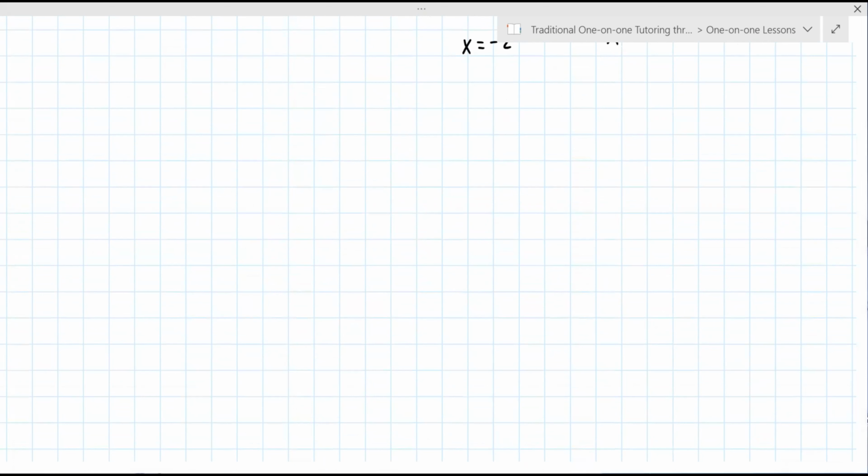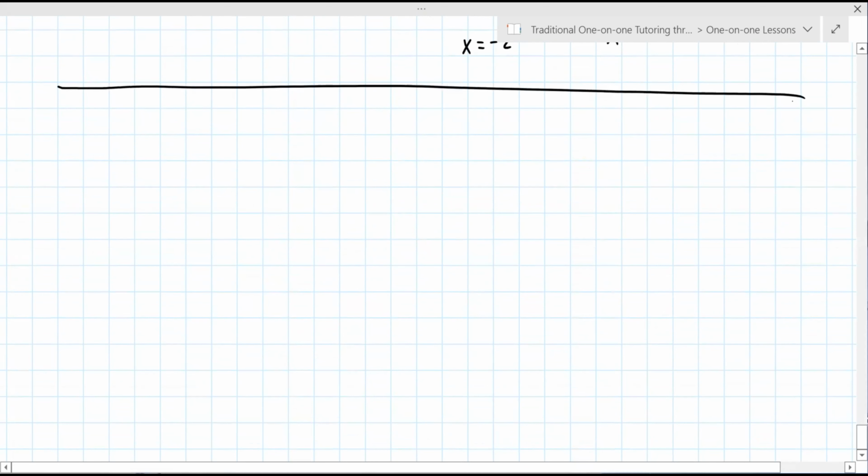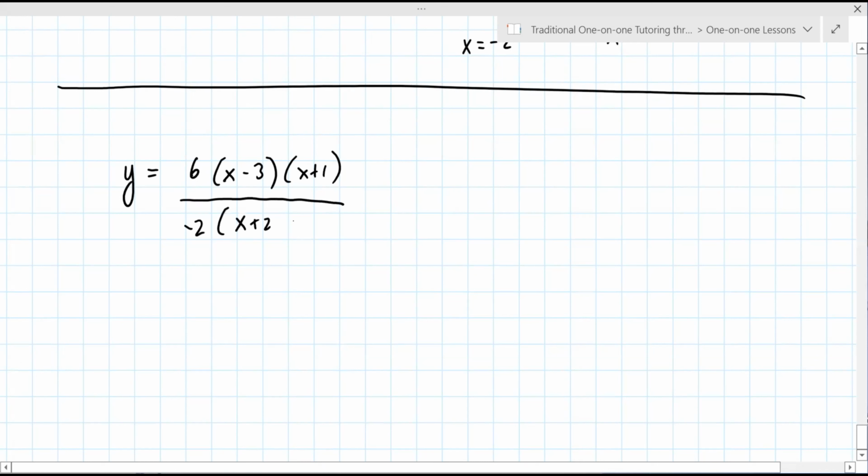All right, so let's try another problem here. I'll have you work out some of this on your own. So let's go with y equals 6(x - 3)(x + 1) over -2(x + 2)(x - 2). The first thing I want you to do is tell me where the vertical asymptotes are. I want the equations of the vertical asymptotes, please.